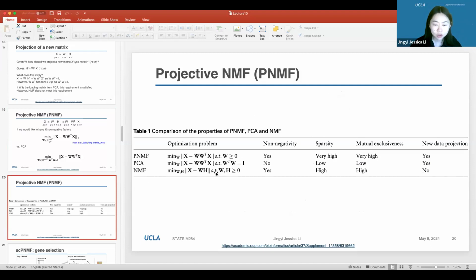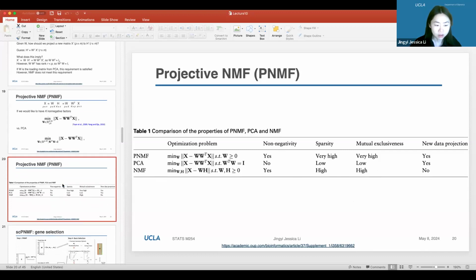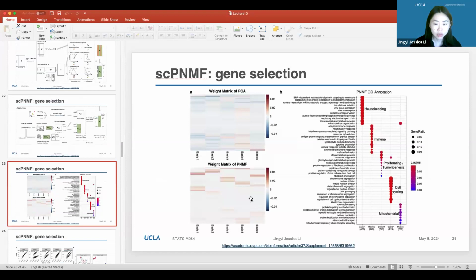Compared to NMF, which is also non-negative but doesn't have this orthogonality requirement because W and H can be unrelated, in PNMF we enforce H to be W transpose X. So therefore, NMF doesn't have as much exclusiveness or sparsity. Compared to NMF, sparsity and mutual exclusiveness are both higher for PNMF. And one more thing is that PCA doesn't have this mutual exclusiveness, even though it has orthogonality. And this is something we showed here last time.